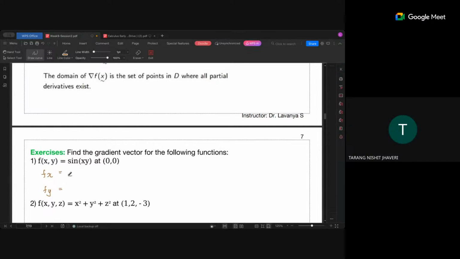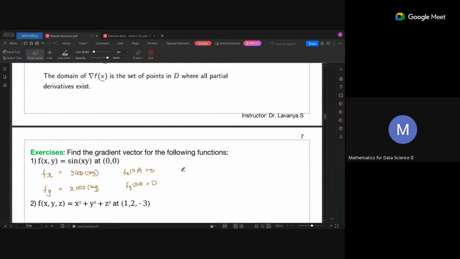With respect to x, it is y cos xy. And with respect to y, x cos xy. Okay, and what is fx at 0, 0? 0. And fy at 0, 0? 0.